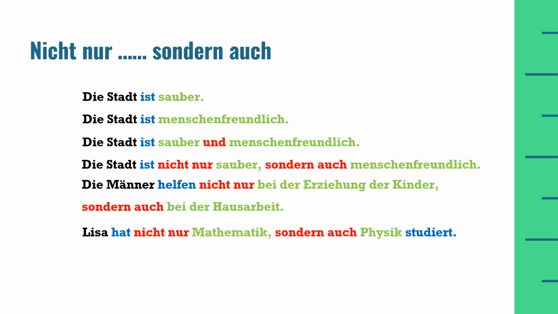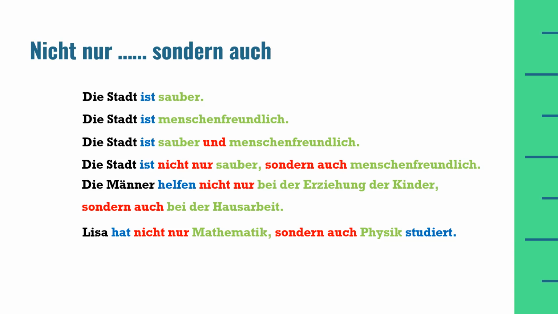Lisa hat nicht nur Mathematik, sondern auch Physik studiert. Lisa has not only studied mathematics but also physics. Again, we have started the sentence with subject Lisa, then at second position we have used haben verb and we have conjugated it according to subject Lisa, so it becomes hat.